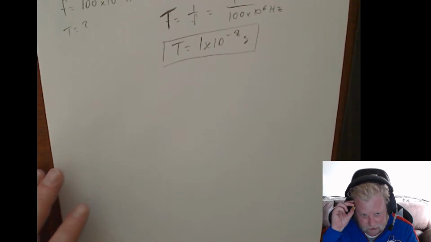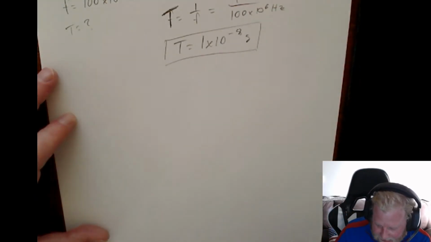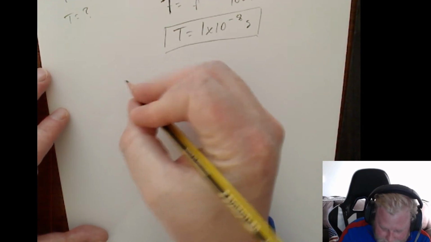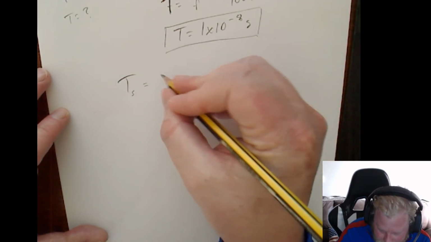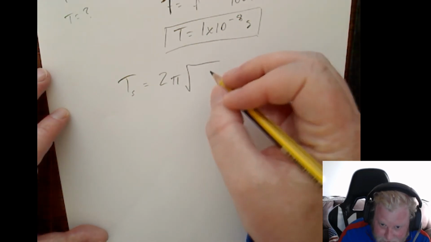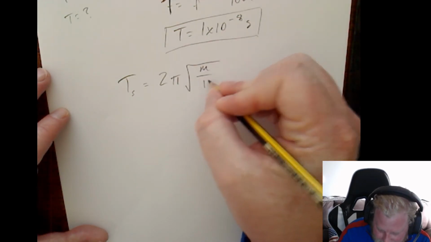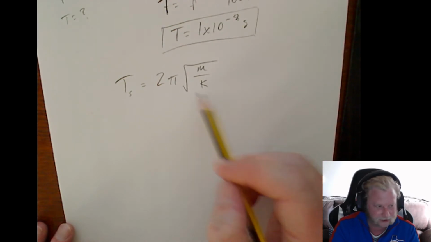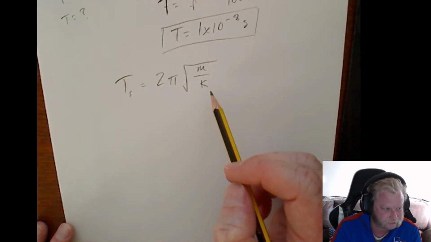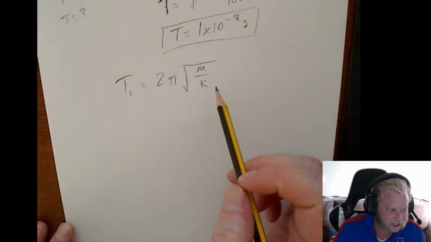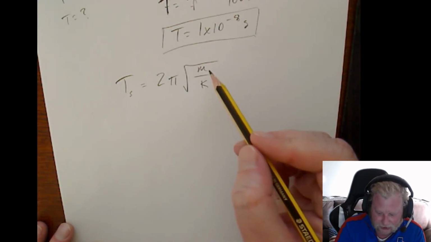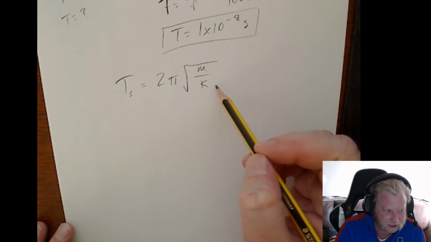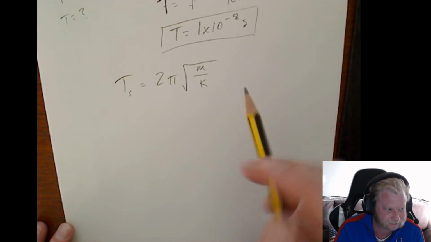So if we're looking for the period of something that's oscillating on a spring, well, the period of something on a spring is equal to 2 pi times the square root of the mass over k. And again, k here is your spring constant. So basically what we're saying is that anything that oscillates back and forth on a spring depends on two things, the mass of the object and how stiff the spring is.